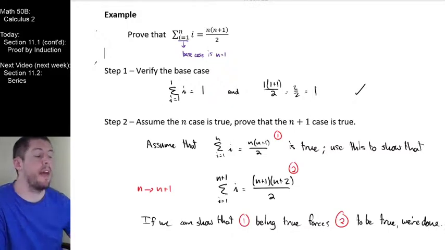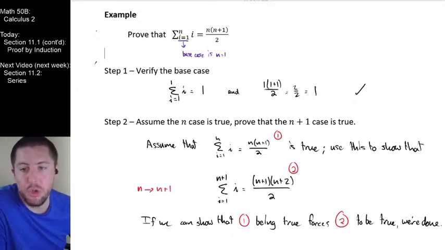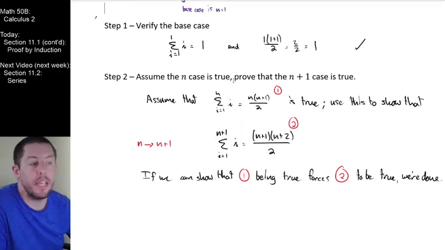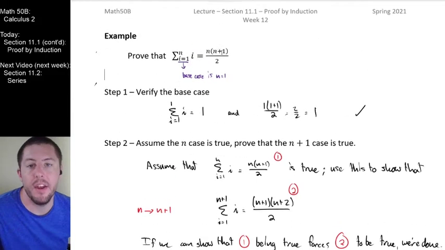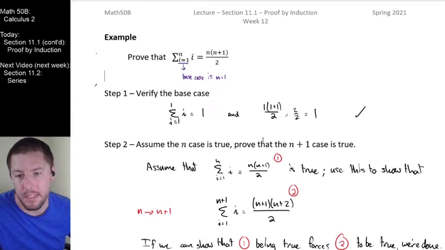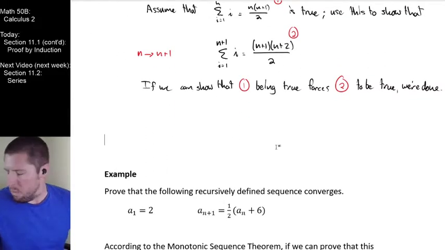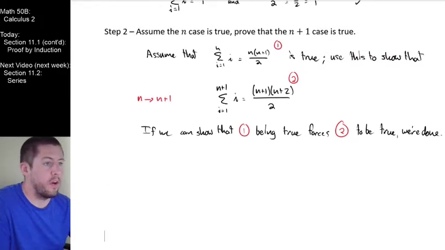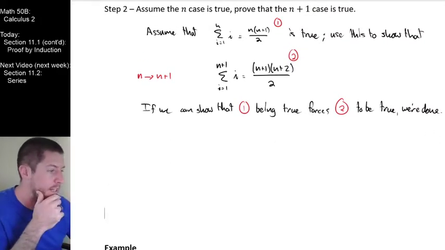Right? So if I can prove that knowing that any one case is true guarantees that the next case is true, given that we've already shown that one case is true, it must be true for all cases. I will then know that this formula is good for all positive integers n. So let's go ahead and do it here. So what the heck am I going to do in this case right here?